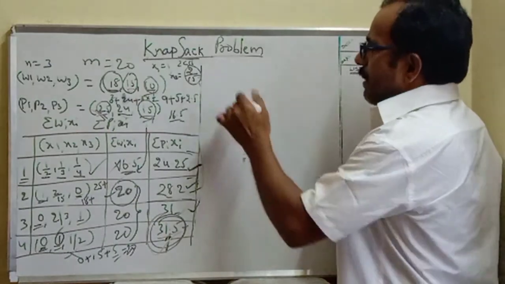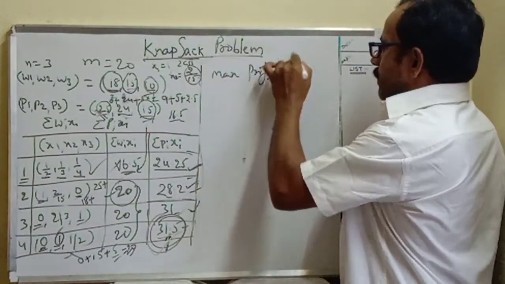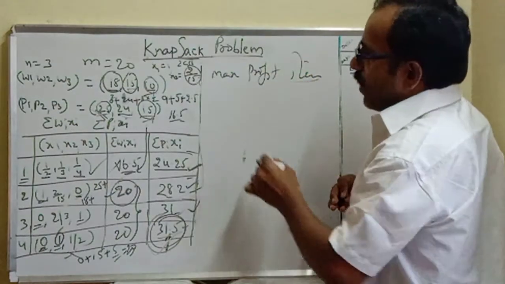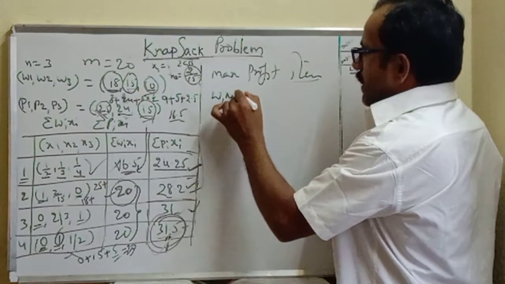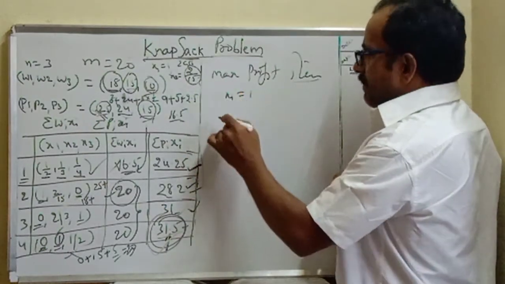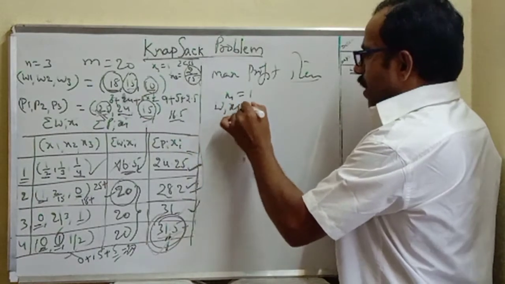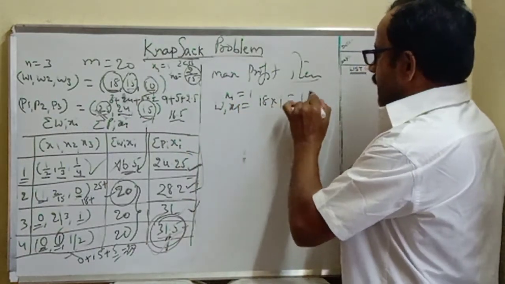First select maximum profit item. If we select the maximum profit item, how much weight is consumed? W1 X1 weight is consumed. What is X1? X1 equal to 1, because we completely consider the first item. Then the total weight consumed is W1 X1, then 18 into 1, which is 18.